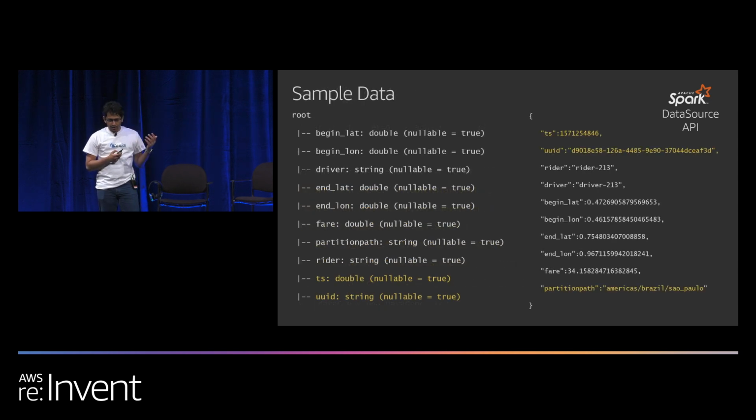And the data format that we'll be using in these examples models a changelog for an Uber trip. So this is like the latest version of an Uber trip as we obtain it from an upstream store. Each trip has a unique UUID. It has a timestamp for when this change was made. And it also has a partition which contains a folder structure for the continent, country, and city in which this trip happened.